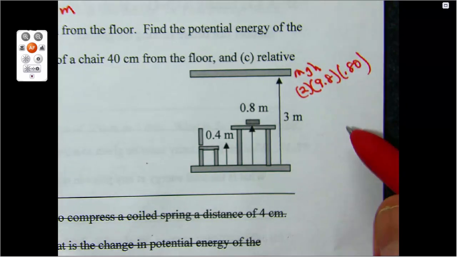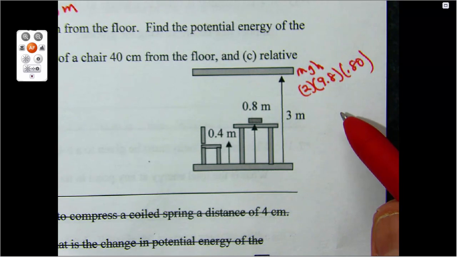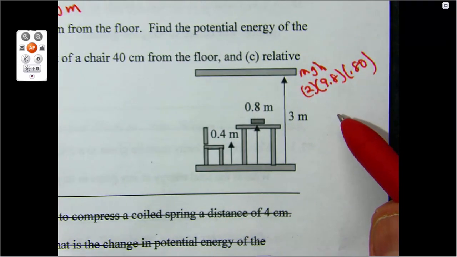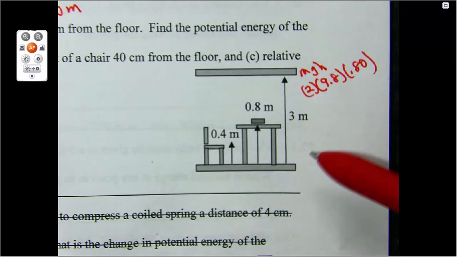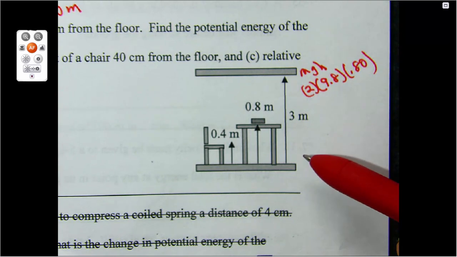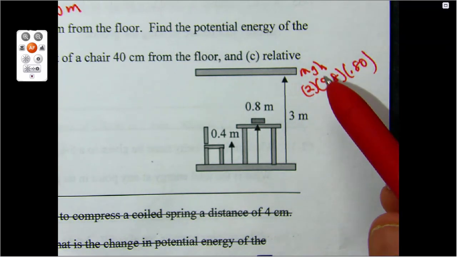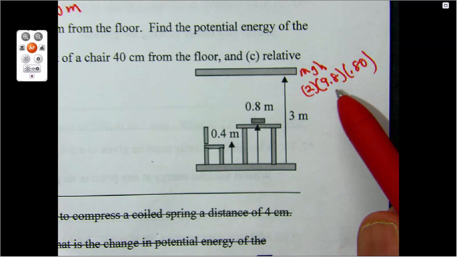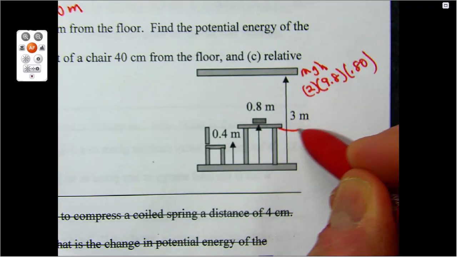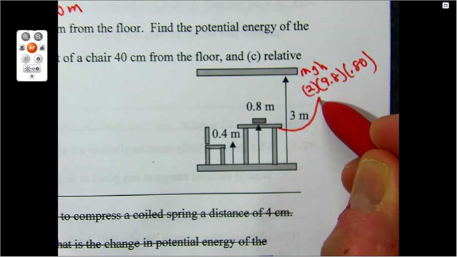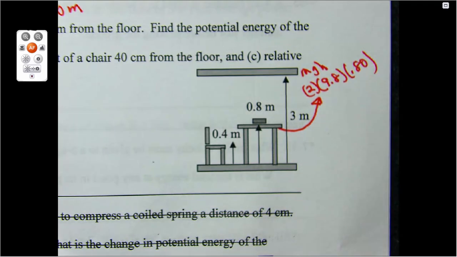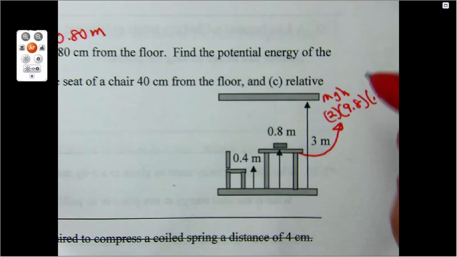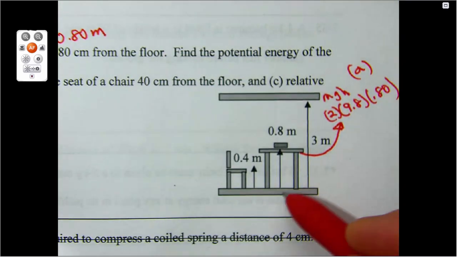Oh, wait a minute, no. Oh, okay, hold on. Find the potential energy of the book relative to the floor. Oh, wait. I screwed this up. Oh, this is the table. No, I didn't screw it up. This is the table. So this is right. For A, this is the correct answer for A. You're going to use the table, correct?